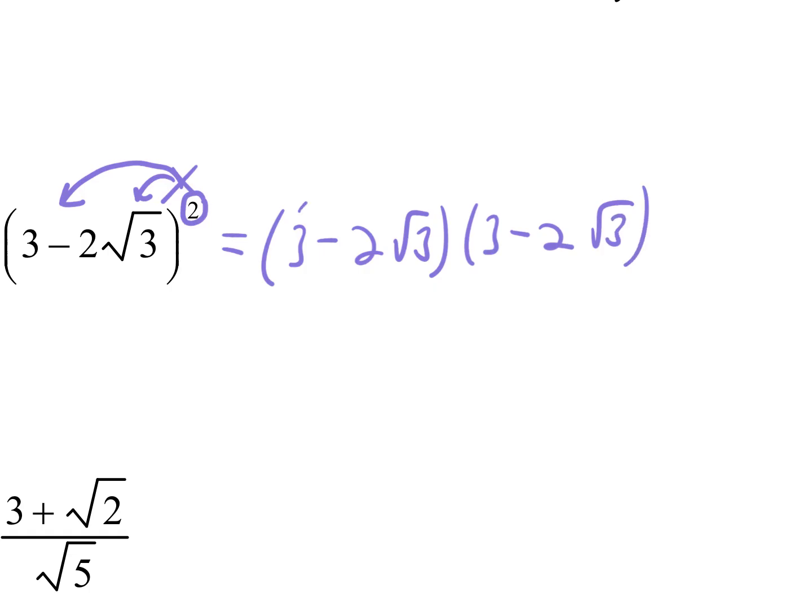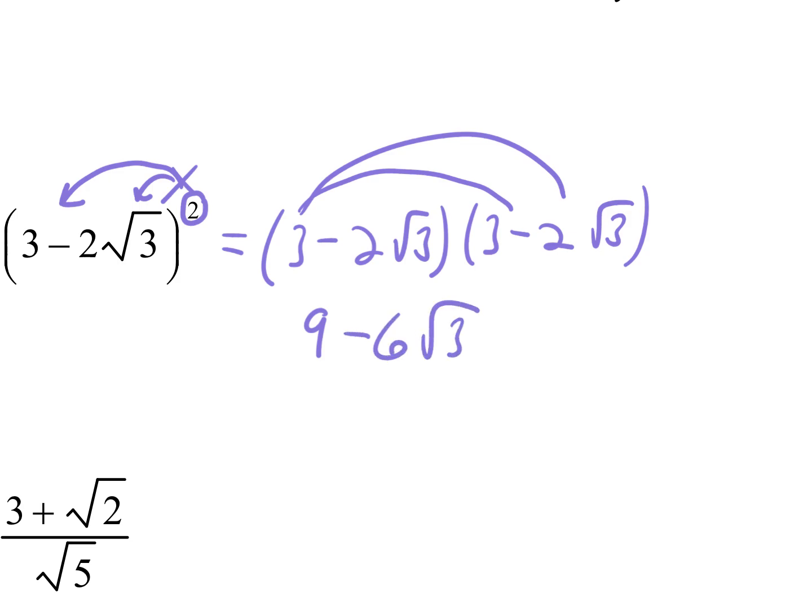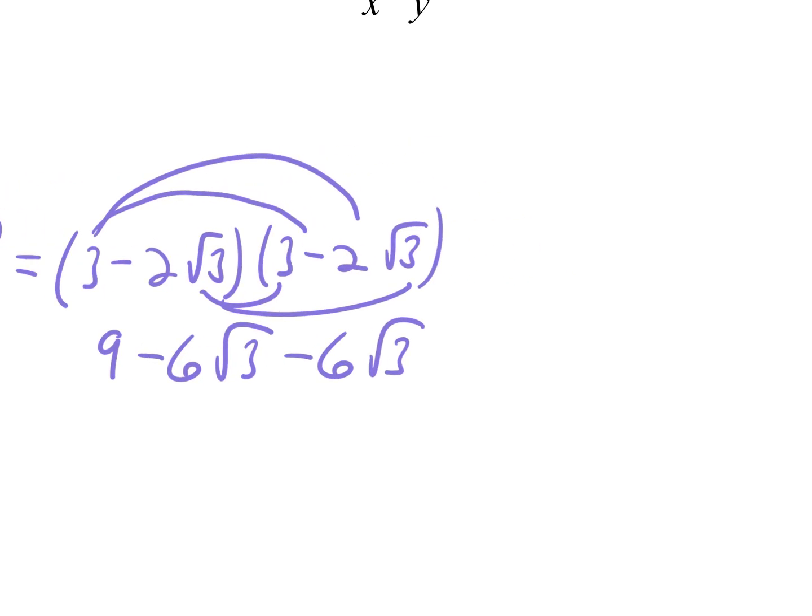All right. So I'm going to do first times first. What does that get you? 9. Outer times outer. What does that get you? Good. Minus 6 square root of 3. You can only do a radical times a radical, whole number times a whole number. Let's do inner times the inner now. What does that get you? Very good. And then let's do the last times the last. What does that get you?